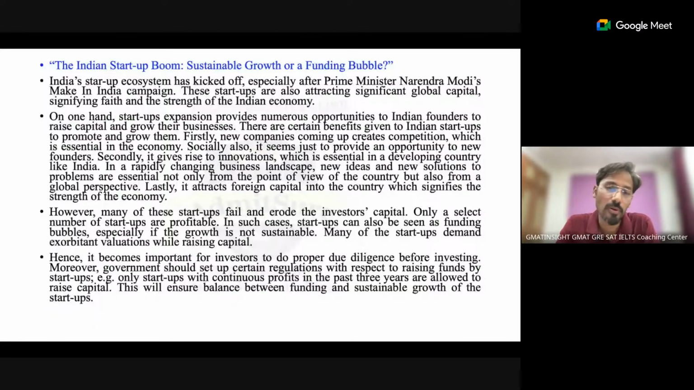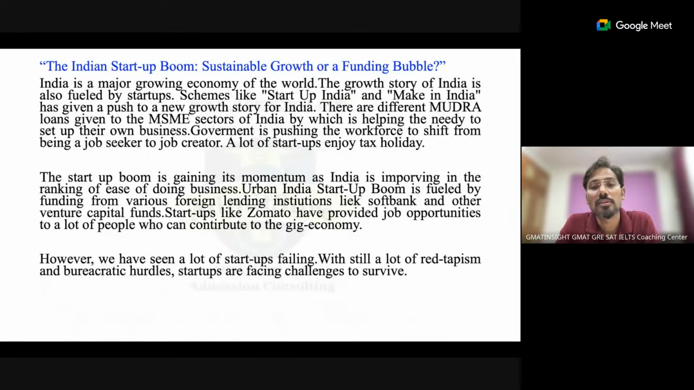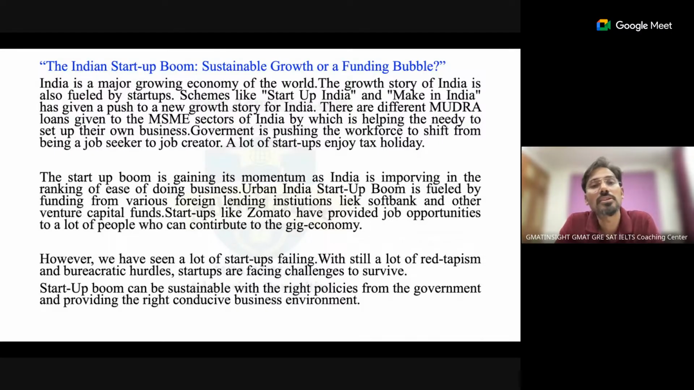We should not talk about the rationale of investors. We should not talk about only the startup founders. We should talk about the startups in general, the good of it, whether they are sustainable or not. The sustainability aspect is missing here. Now, this is the second write-up that I've got. Let's just see. India is a major growing economy of the world.